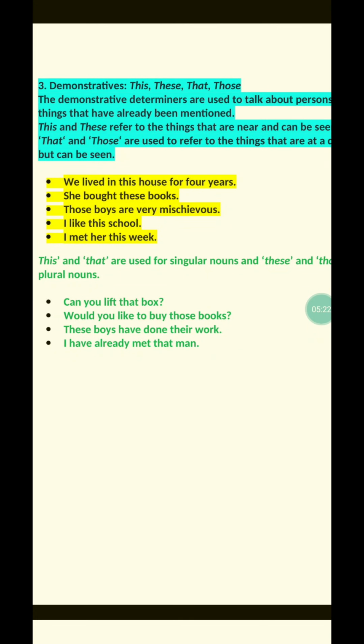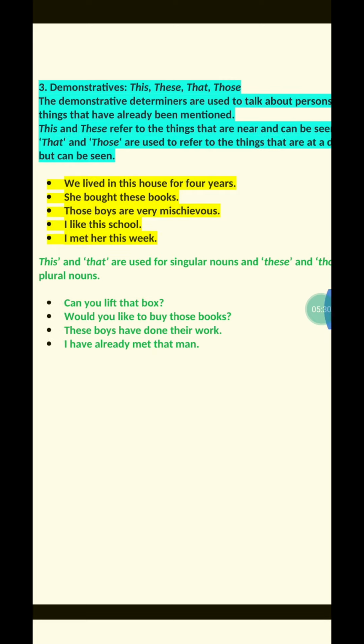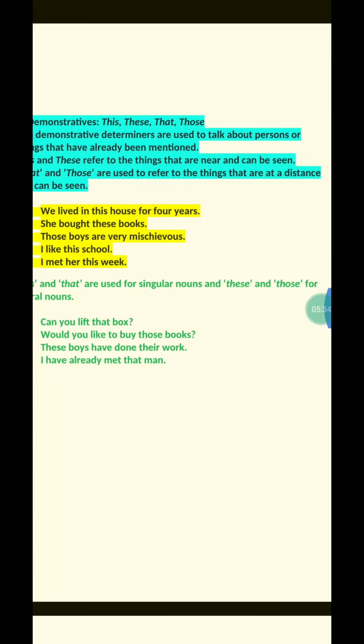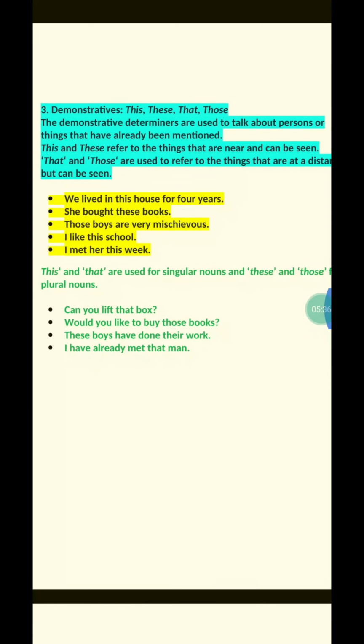For example, we lived in this house for 4 years. She bought these books. But children, more important point is we have to note down that this and that are used for singular nouns, whereas these and those are used for plural nouns. For example, can you lift that box? Would you like to buy those books?